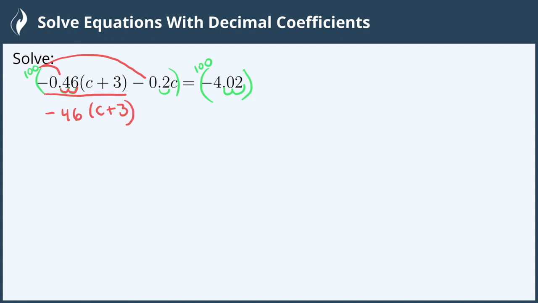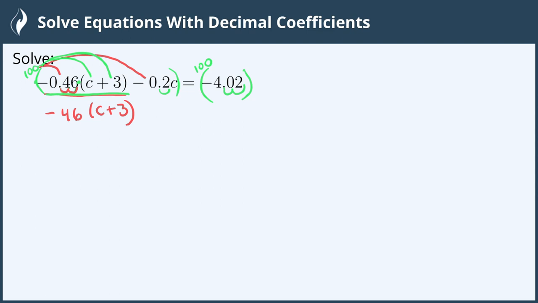Now some may ask why we didn't multiply the 100 into these two. Because this entire thing is one term, we're multiplying, and we can multiply the 100 to the negative 0.46 first, and then distribute that result into the quantity c plus 3.